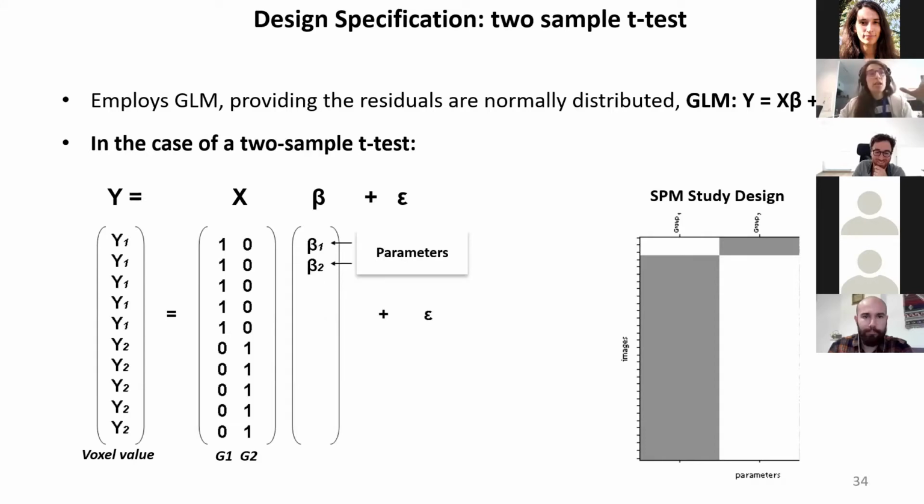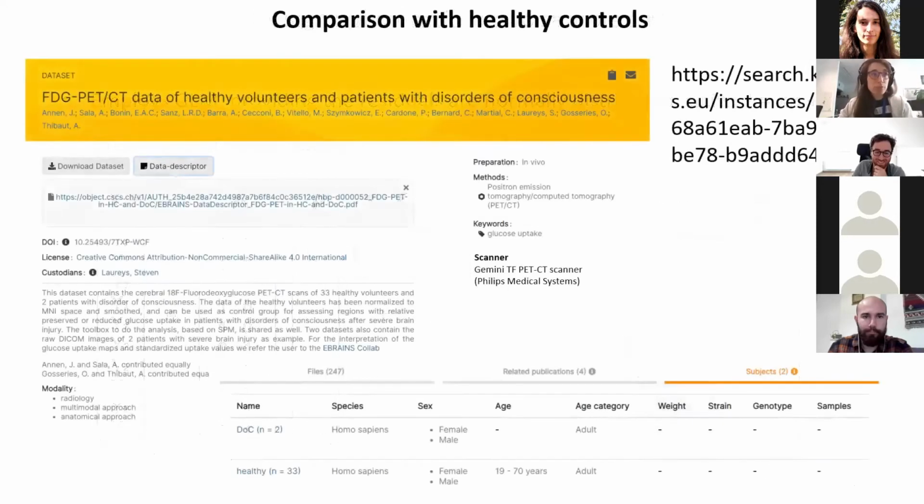But the thing is that in SPM, you will see a design matrix that looks like this, because this is simply representing the matrix of regressors that we are using. If you are doing a two-sample t-test, we will have a design matrix like this, representing our group 1, the patient in white, and our group 2, the healthy controls. And it just means we are doing a two-sample t-test in the end.